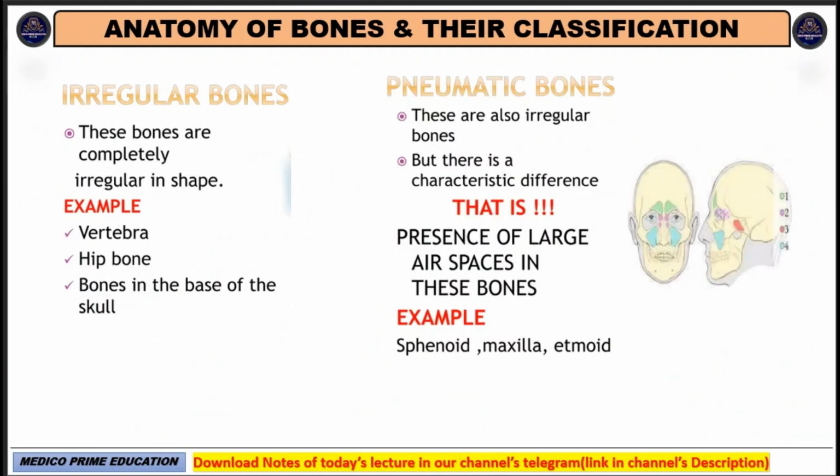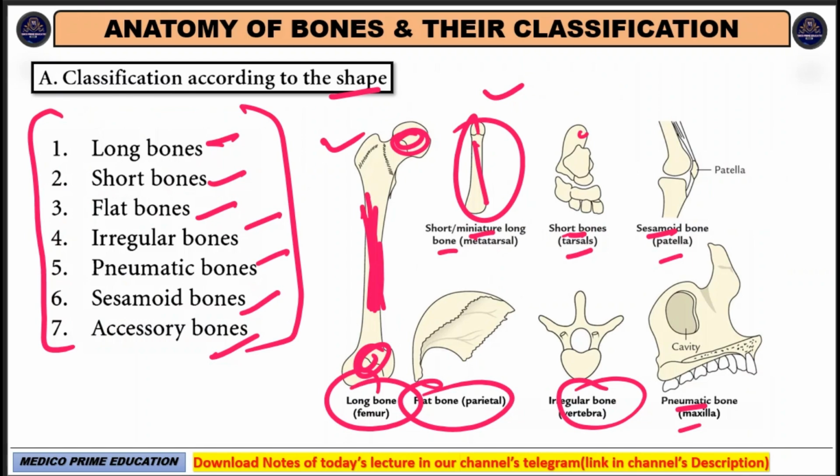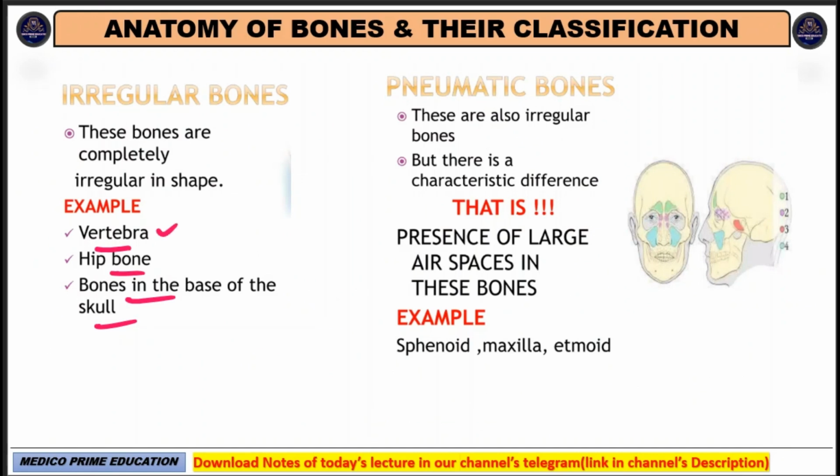Irregular bones are the vertebrae, the hip bones, and the bones of the base of the skull. So this is the bone you can see.